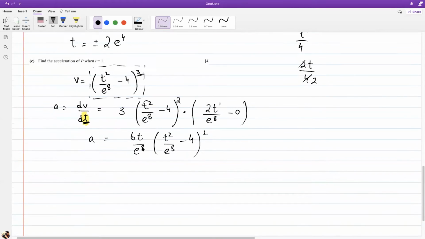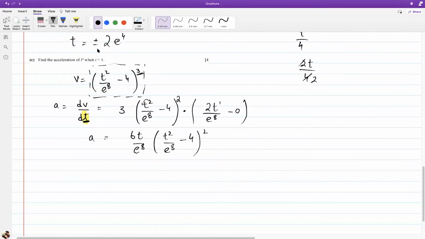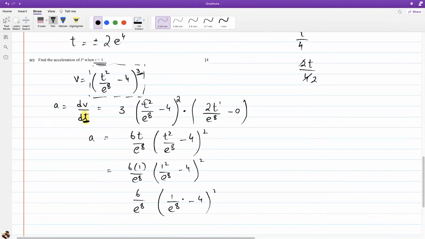All right, so we have acceleration here, and now we'll plug in the value. Remember, this part comes later. Once you have acceleration, then you will do it. Okay, so A is equal to 6 times 1 over e^8 and 1 squared over e^8 minus 4 whole squared. Don't forget the square part. So it becomes 6 over e^8, 1 over e^8 minus 4 whole squared. That's your answer for A at t equals 1. Okay, that's it. आपको आंसर मिल गया है.